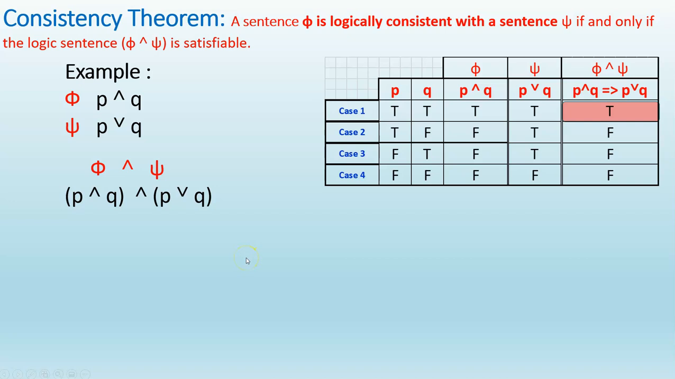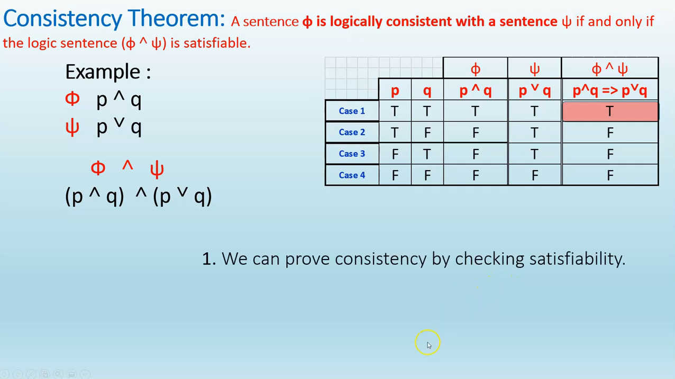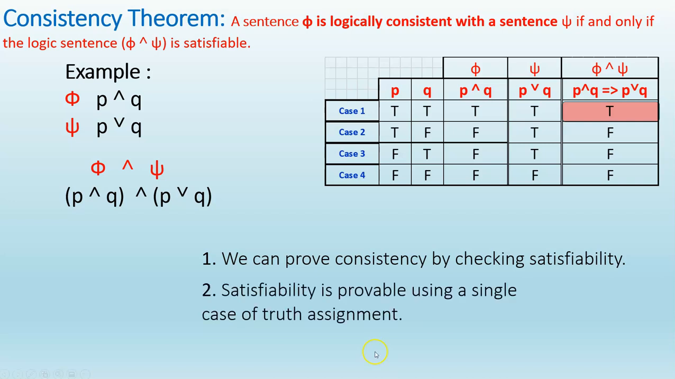It's super simple once you look at the truth table. Is there at least one truth assignment that makes this conjunction true? Truth table says yes. Truth tables are super simple ideas that help us a lot. That's why I make so many of them. We can prove consistency here by checking satisfiability. In other words, looking at the truth table and saying, is there at least one case that makes the conjunction true? Satisfiability is provable using a single case of a truth assignment. That's an important thing. You don't have to prove all the cases. You don't even have to prove most of the cases. You just have to prove one case, and that's it.